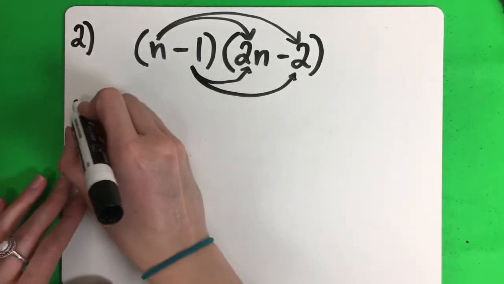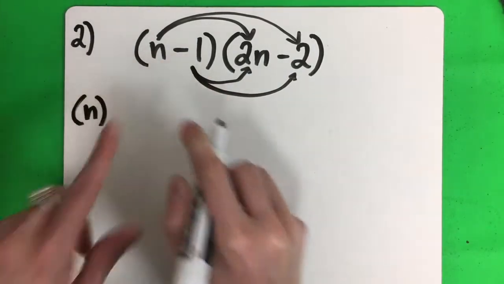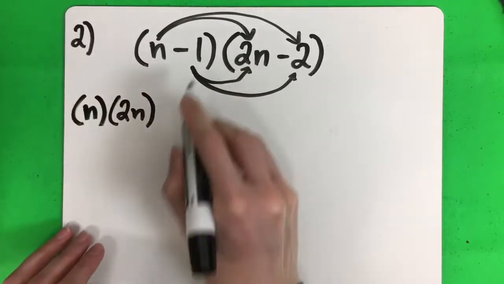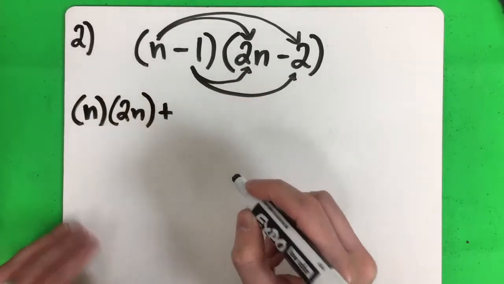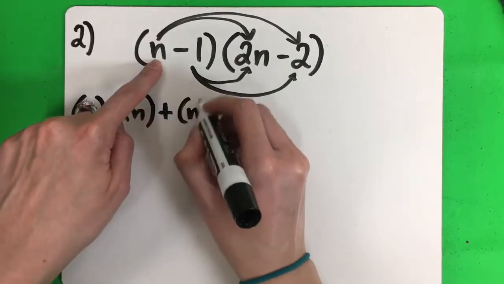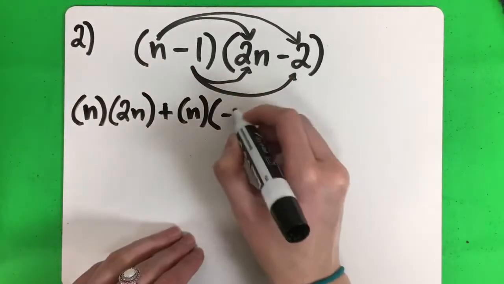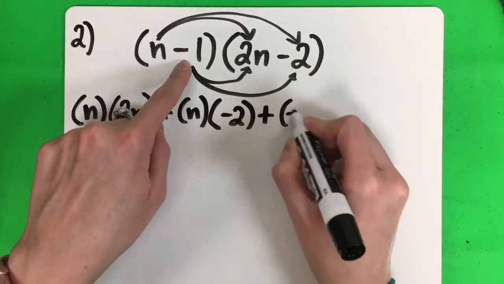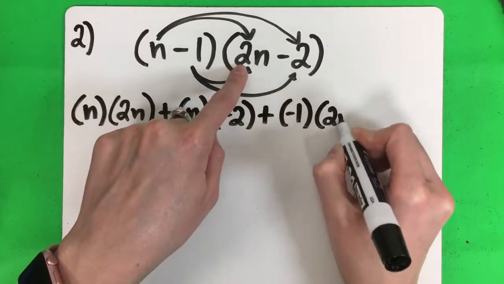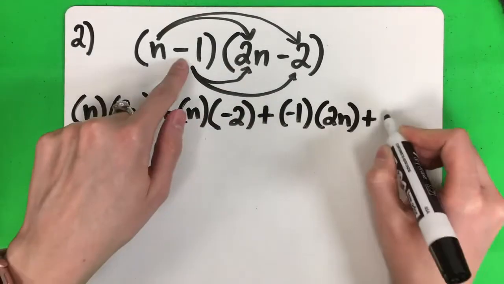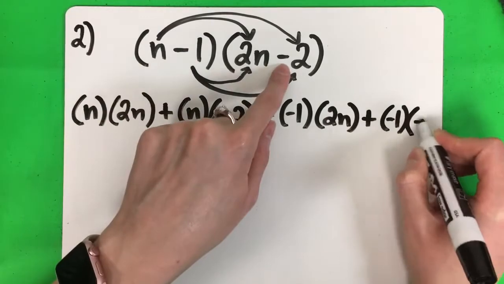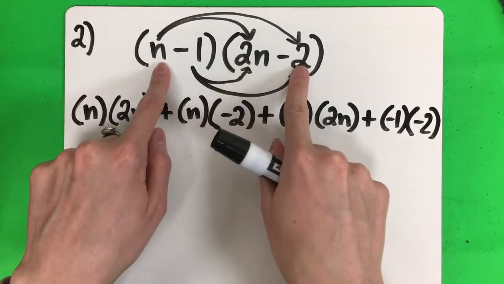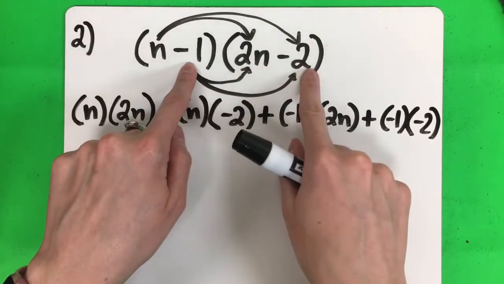Okay, so let's go ahead and start. Parenthesis n, times 2n. Plus, always plus. Again, n times negative 2. This is a negative. Again, plus. Now negative 1 times 2n, plus negative 1 times negative 2. So first, second, third, fourth.